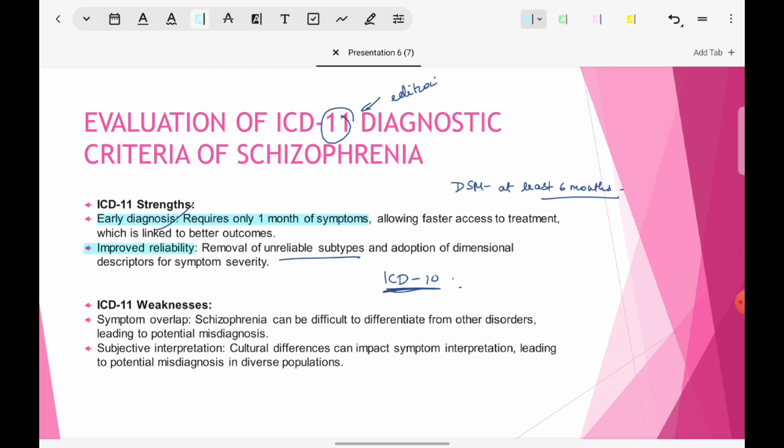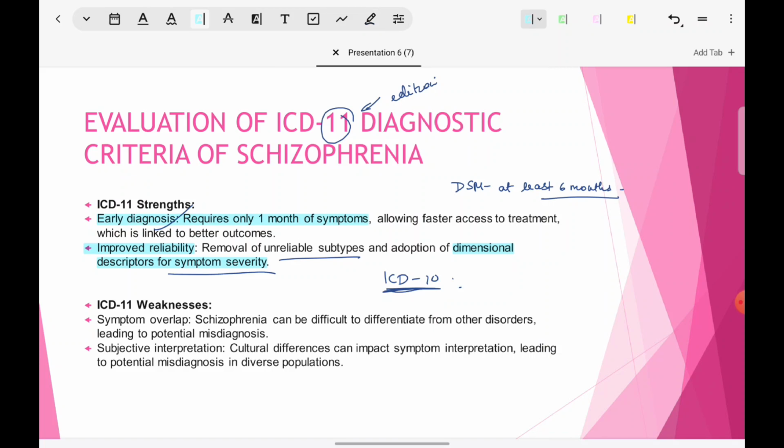Instead, now what is done is dimensional descriptors are used to indicate how severe the symptoms are. Today, instead of trying to identify which subtype of schizophrenia a person has, a clinical psychologist would look at how severe their various symptoms are, such as their positive symptoms are severe, not very severe, mild, moderate, and so forth. That is a better way, a more reliable way of looking at the diagnosis, and also very useful for treatment, because according to severity of symptoms, treatment can be selected.